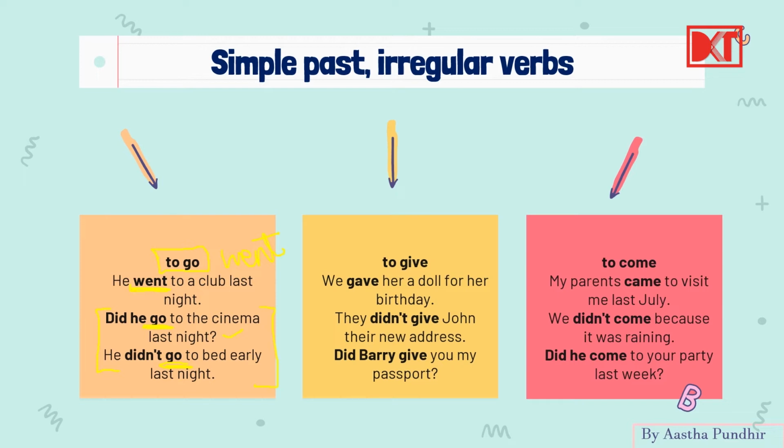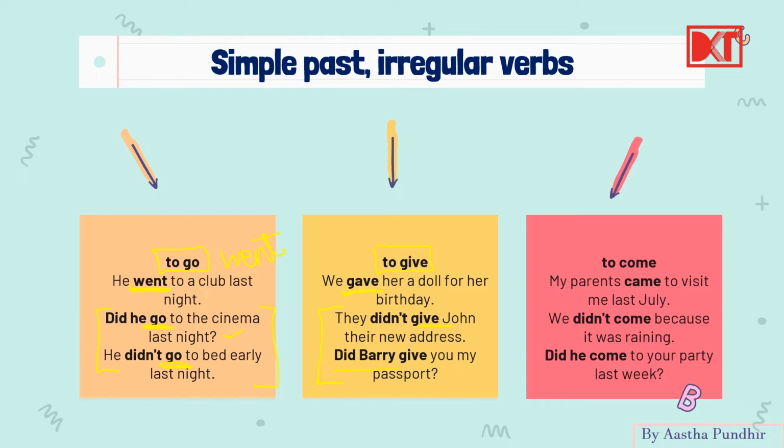Didn't with the original form. Similarly, for the next one, to give, the past participle is gave. We gave her a doll for her birthday. The rest of them, when didn't comes, they didn't give, which means the original form. They didn't give John their new mattress.